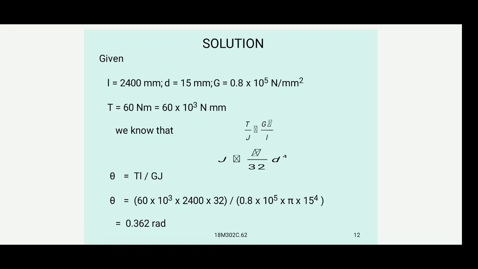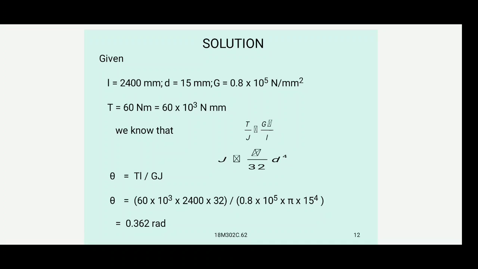Solution: given the length of the shaft L is equal to 2400 mm, diameter of shaft D is equal to 15 mm, G is equal to modulus of rigidity 0.8 into 10 to the power of 5 Newton per mm square. Torque 60 Newton meter, that is 60 into 10 cube Newton mm. We know that T by J is equal to G theta by L. J is equal to pi by 32 into D to the power of 4.